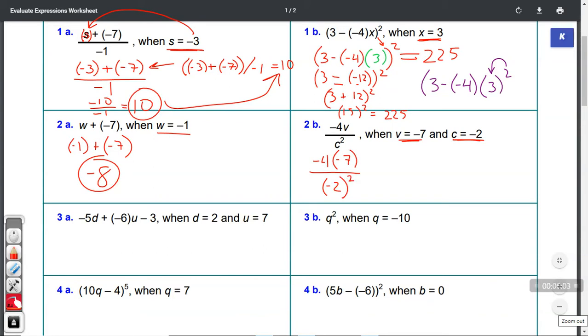We are squaring the negative 2. We do not want the squared inside the parentheses because the squared is not the value of C. Only the value of your variable goes inside the parentheses. Everything else should be outside your parentheses. Now let's go ahead and do this.